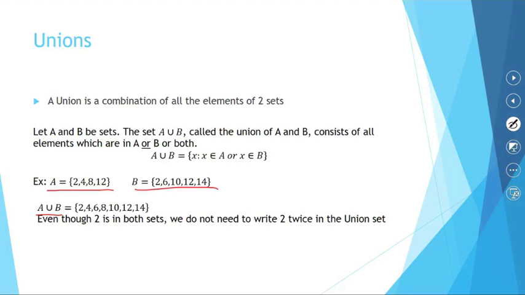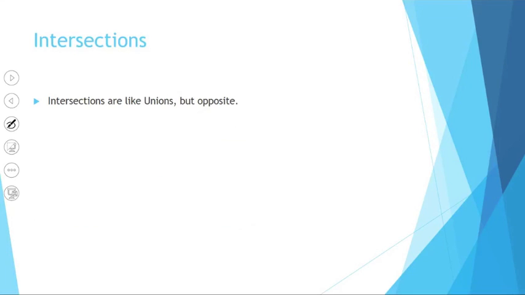Now you don't have to duplicate any numbers. For instance, 2 is in both sets, but we don't have to write 2 twice. We just have to write it once to say that's an element. Okay? So you'll see all the elements of A in here, 2, 4, 8, and 12. And you see all the elements of B in there as well. The 2's in there, of course, the 6, the 10, and 12 and the 14 as well. So it just brings all the components of those two sets together.